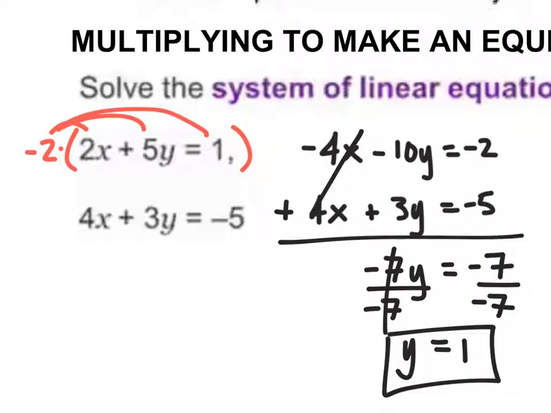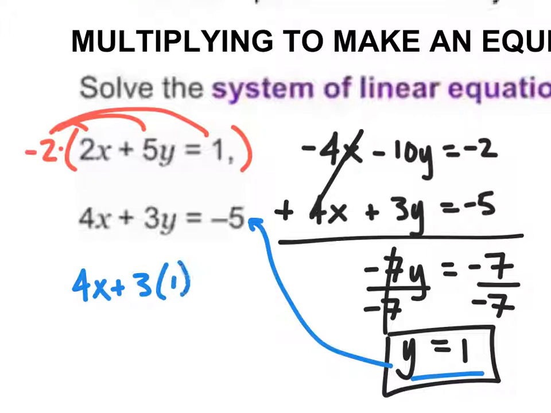Now I want to plug it back into one of my original equations. When you get to these types of equations, it doesn't really matter so much; the steps are all going to be the same. So let me do this. I'm just going to plug this into the second equation. I've got 4x plus 3 times y, but y is equal to just a +1. So I plug in a 1, and that's going to equal -5. Now this equation will allow me to solve for x.